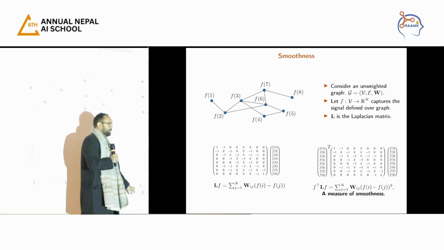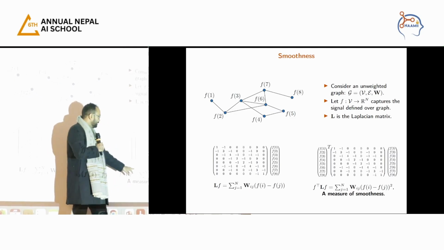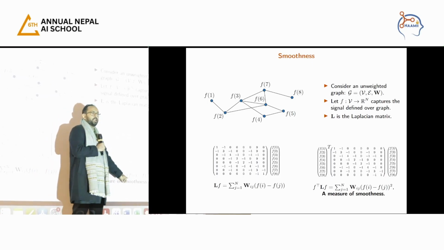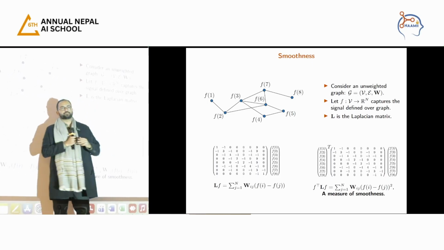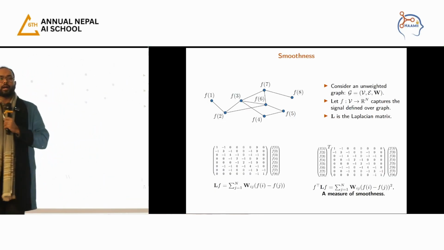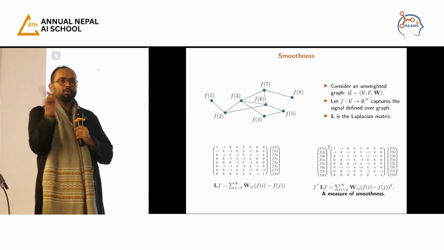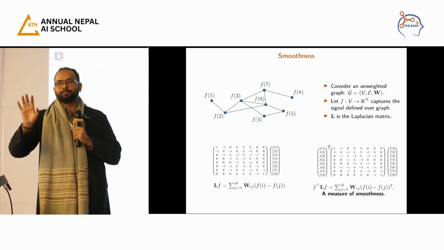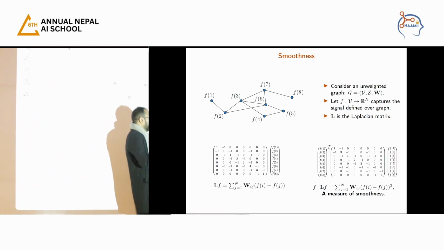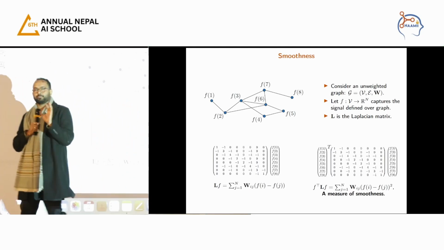So if I compute this thing, F transpose L F, where L is the Laplacian, then it will simply compute what? Weight times the feature of i minus the feature of j, squared. So for a given graph, I compute the differences between the features for all possible pairs and sum it up. If my graph is smooth, should this value be smaller or higher? Smaller, right? So now we have one measure.